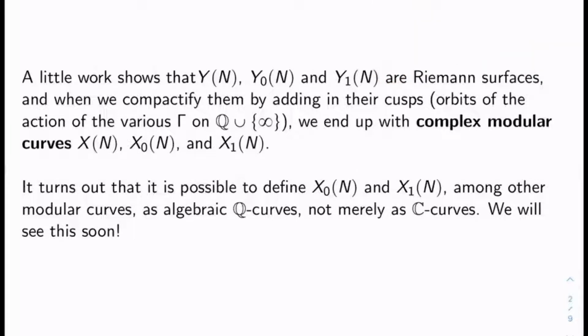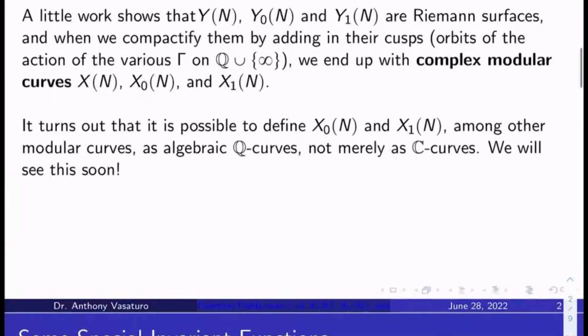So the orbits of the action of the various groups here on the set Q union infinity will always only be finitely many such orbits. So there will always only be finitely many cusps that we can tack onto these open modular curves to produce compactified versions of these modular curves, which we'll call complex modular curves. And those are written X(N), X0(N), and X1(N).